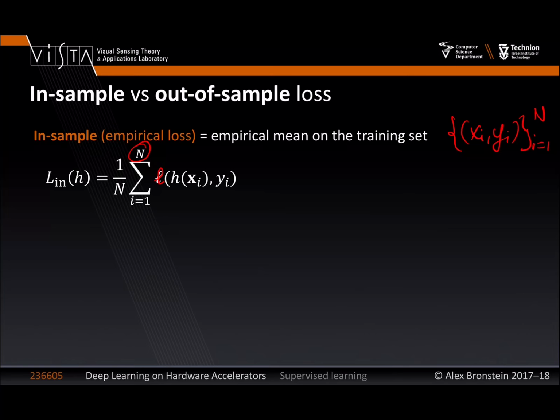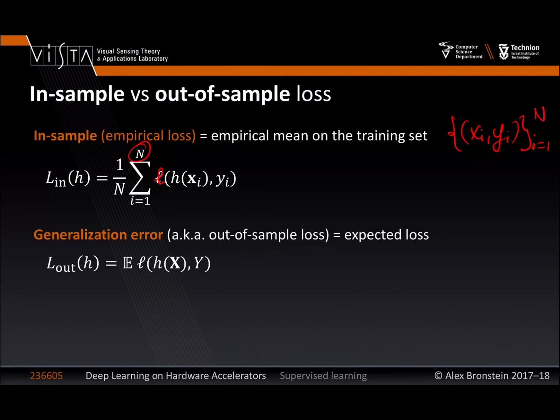Now, what we would actually like to evaluate is what is called the out-of-sample loss or the generalization error. We would like to compute the expectation of the pointwise loss on the joint distribution xy. So you really want to compute an expectation, but you don't have access to the distribution. You only have access to a finite sample from the distribution. So you approximate the expectation by an empirical mean rather than a real mean.